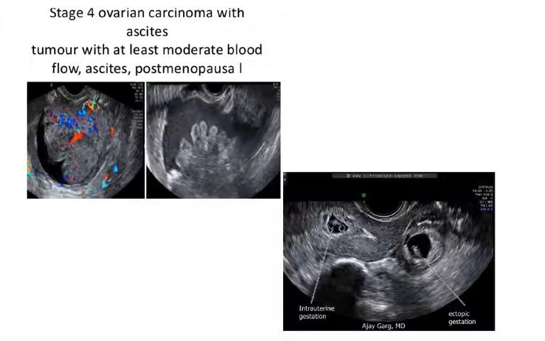These are just ultrasound images to show you how an ovarian tumor looks. You can see the blood flow. We can see ascites, and it's usually in postmenopausal women. On the other hand, you can see the other image where there is an intrauterine gestation, but you can see an ectopic gestation as well, located in the fallopian tube.